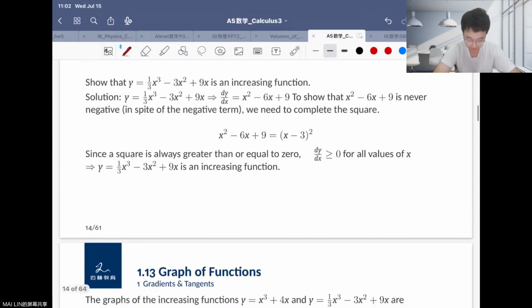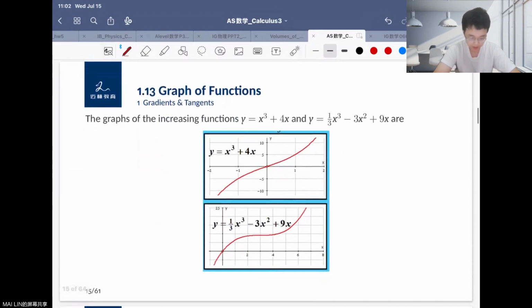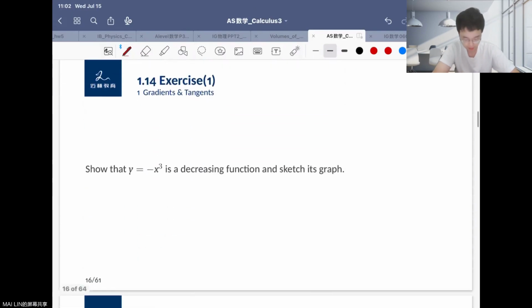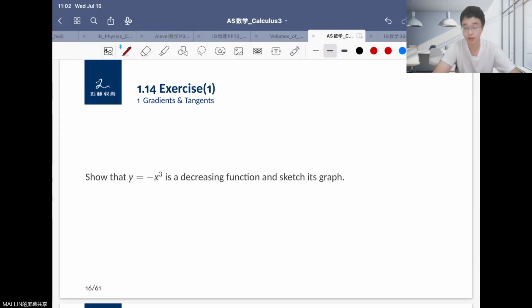Here you can compare two functions. The function above is y equals x cubed plus 4x, and the second function is y equals 1/3 x cubed minus 3x squared plus 9x. You can see that the two functions are both increasing, with the slope always moving upward. That is the graph of the functions. Here is an exercise for you. If you are interested in these problems, you can pause the video and try yourself. But if you want to follow with me, you can keep going.